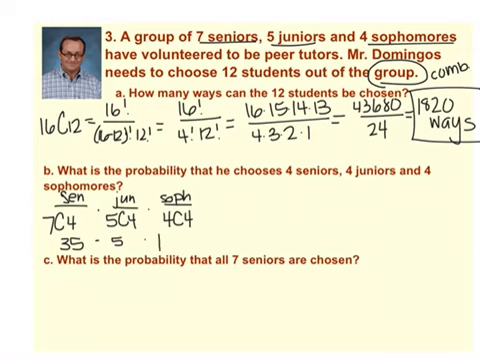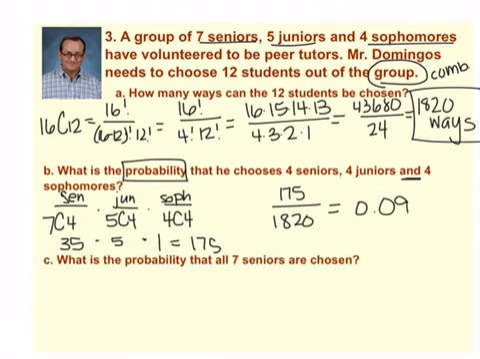And since this is an and, I want all of these things to happen. We are multiplying them. So I'm going to end up getting 175 different ways. But now we're not done because we're looking for a probability. So I have to do the total ways I found to get what I want, so 175, divided by the total ways to choose 12 different students, so 1,820. Do that in your calculator, I get 0.096.